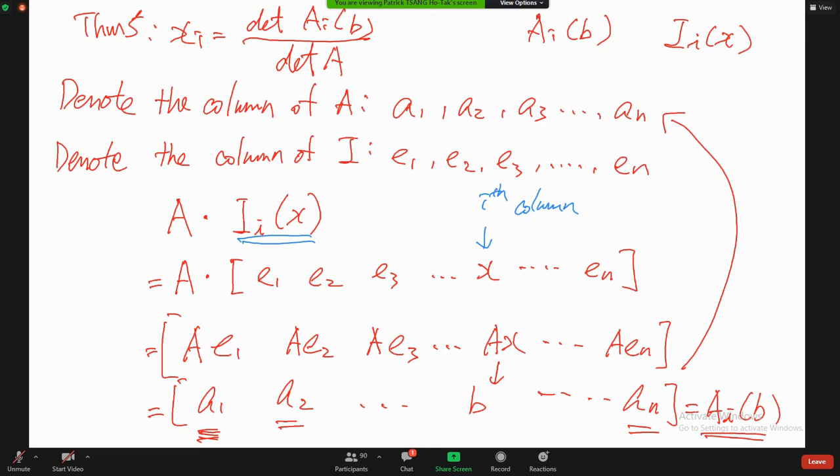Right? Am I correct? All right, so you can see that we can form a relationship like this. So I will add a new page. I will have a relationship like this: A times I_i(x) equals A_i(b). This is the relation I need.